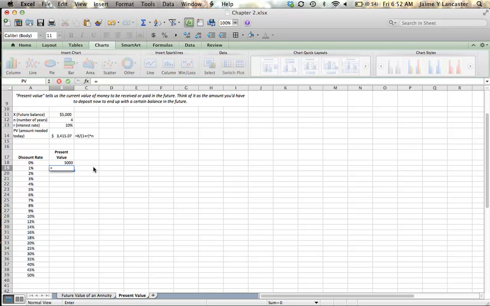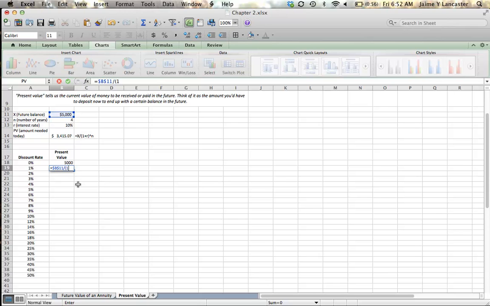We could go through this and do every single one independently, but what we're going to do is use some of the brilliant functions of Excel to get us there without much work. We're going to do that by using a combination of absolute and relative references. So if we want to look at present value of $5,000 at a variety of interest rates, our future value of $5,000 is going to be the same. We want to know that $5,000 at all of our interest rates. So I'm going to give my $5,000 an absolute reference.